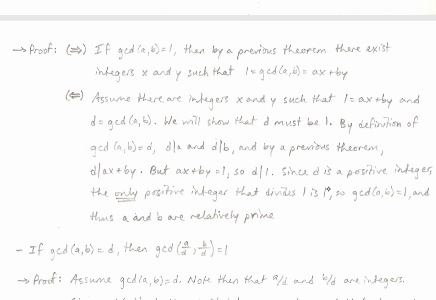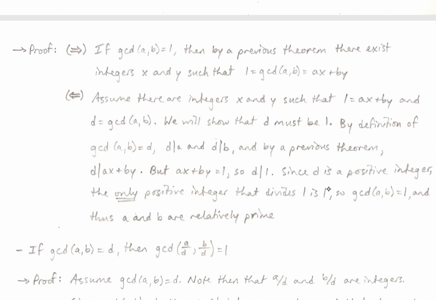We're going to assume that there are integers x and y such that 1 is equal to ax plus by. And we're going to give the GCD of these two numbers some name. I'll call it lowercase d. What we want to show is that d has to be 1. So by definition of d being the GCD of a and b, d has to divide a, and d has to divide b.